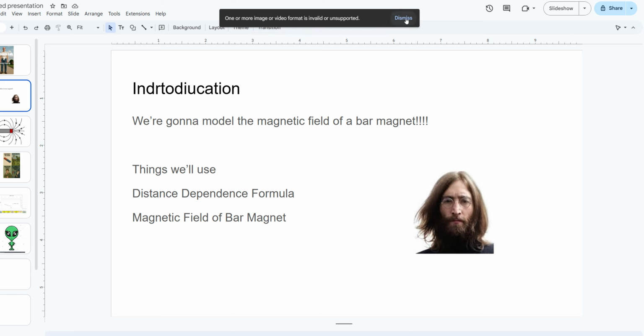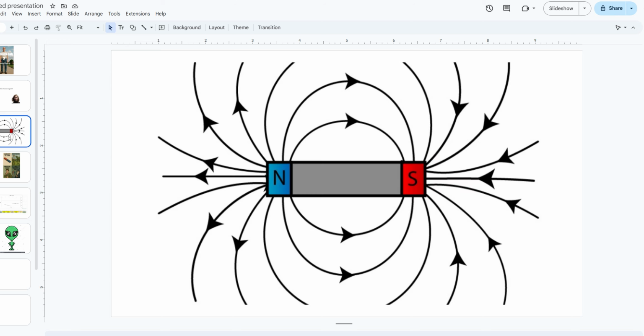Introduction. Today the point is to model the magnetic field of a bar magnet, and that's no easy task. We're going to use multiple different equations and do lots of analysis. You get the distance dependence formula and the magnetic field of a bar magnet. And here you can see the magnetic field of a bar magnet. We have the north side and the south side, the red versus the blue.